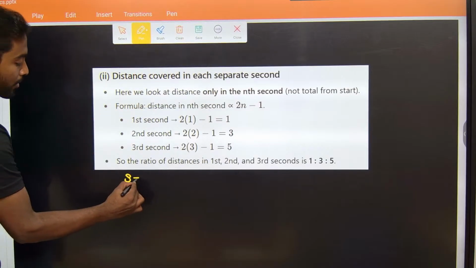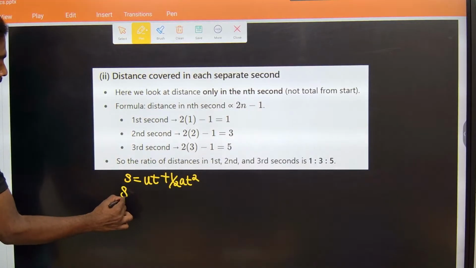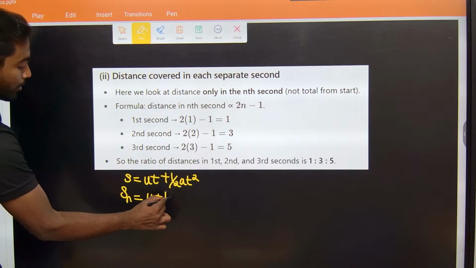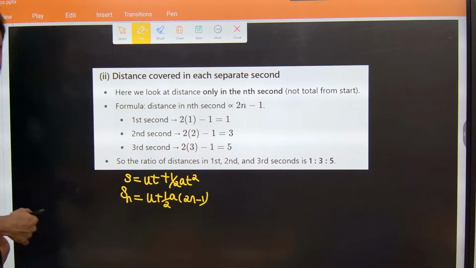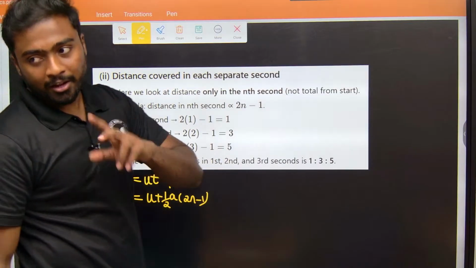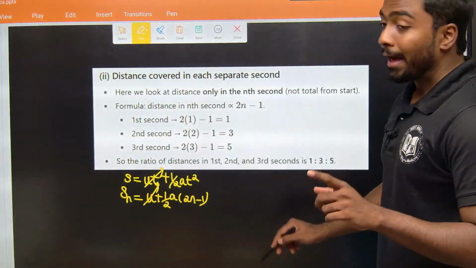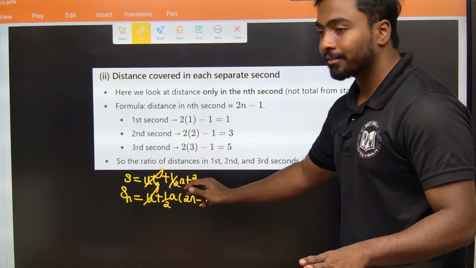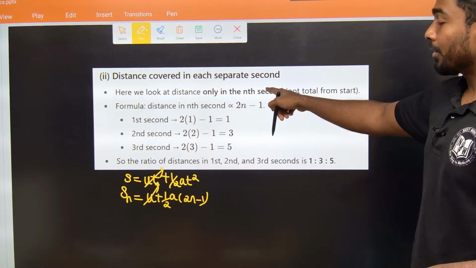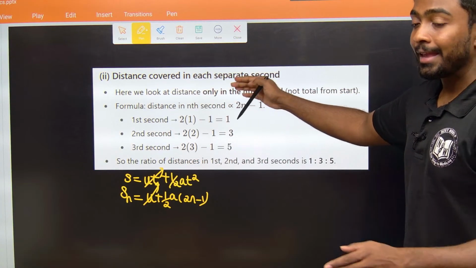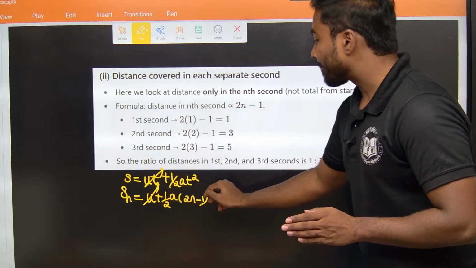S is equal to ut plus 1/2 at square, then Sn is equal to u plus a by 2 into 2n minus 1. Since the body is initially at rest, u can be neglected. Acceleration is constant, so S is directly proportional to t square for t seconds. Here they told nth second, not the total, so it is 2n minus 1.